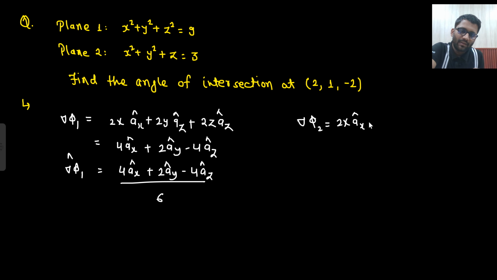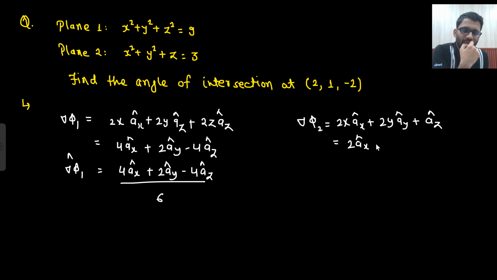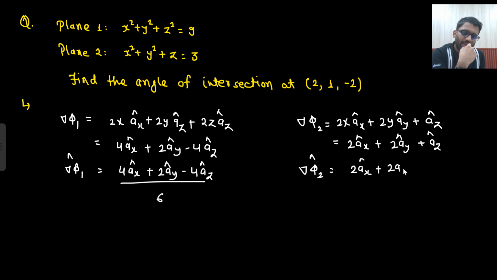2x ax cap plus 2y ay cap plus az cap. Right? So 2, 2, 1. So 2 ax cap plus 2 ay cap plus az cap, divided by 3.